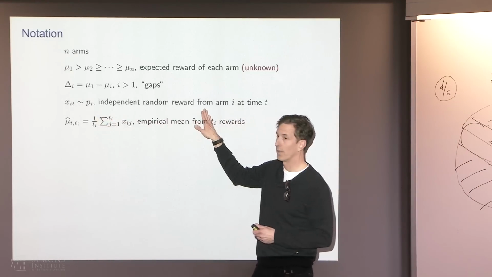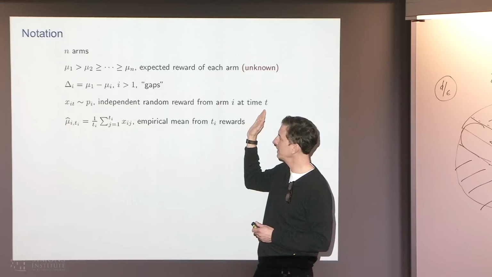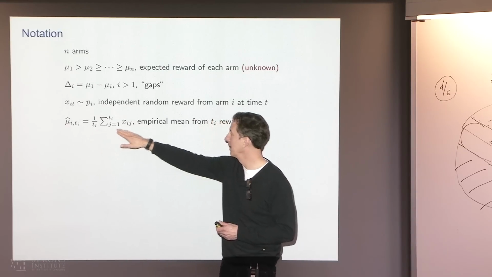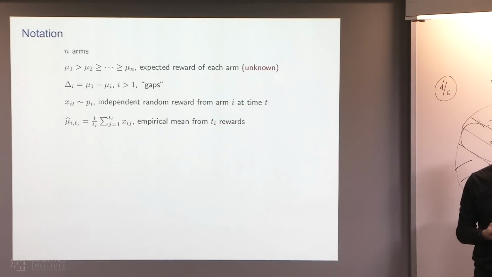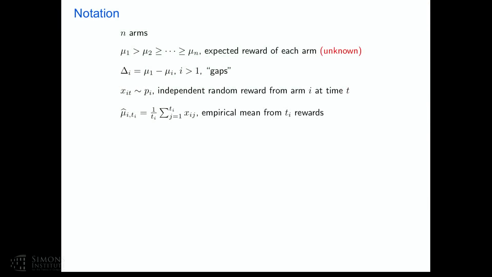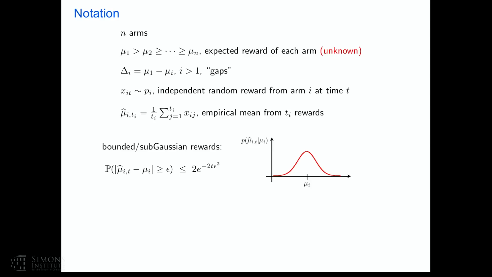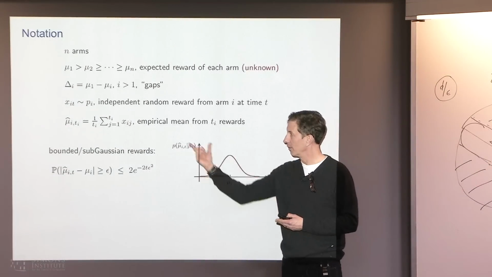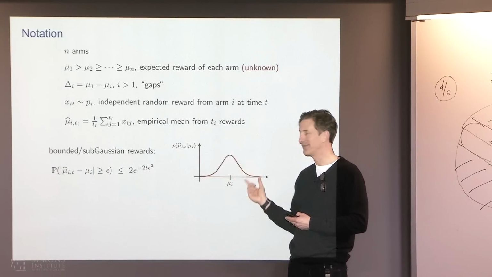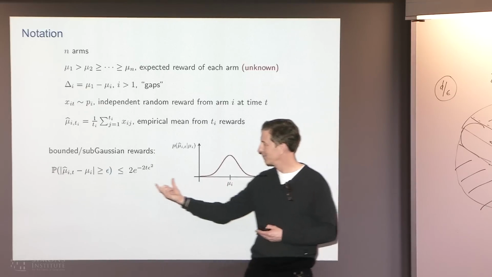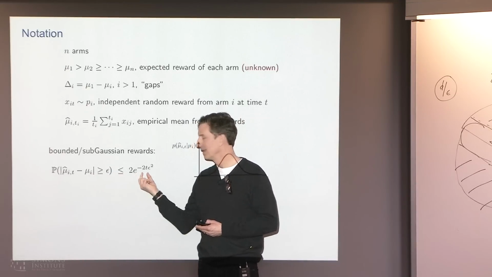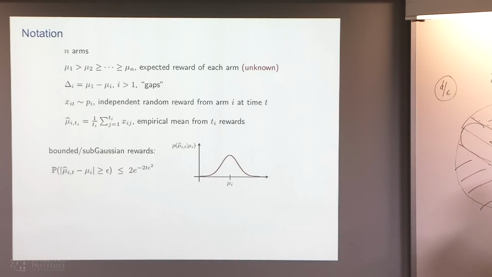X_i,t are random rewards that we obtain from arm i at time t. And then mu hat i,T sub i is just the empirical mean of arm i after we've collected T_i random rewards from it. And so one of the things, again, mentioned briefly, you could assume that your rewards are bounded or that they're sub-Gaussian. Then what that means is that your empirical mean starts to look kind of like a Gaussian distribution around the true mean, and that it's concentrating very quickly about that true mean. If I've taken t samples, then this is concentrating exponentially quickly with t.